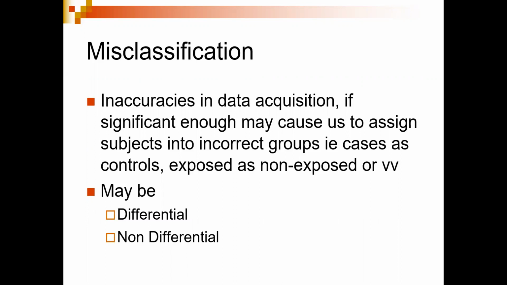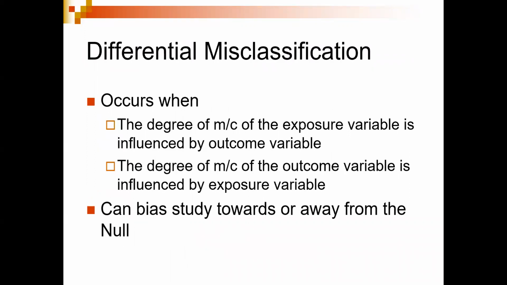So we call that misclassification, where you classify whoever you are studying incorrectly: someone is a control and you put them as a case, or someone is exposed and you interview them as non-exposed. This misclassification, which happens in terms of exposure or outcome in case-control studies, can be classified into two. You can have what we call differential misclassification and non-differential misclassification.